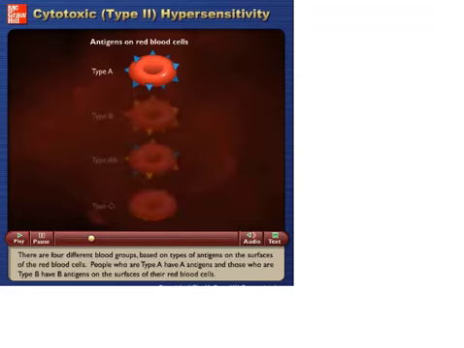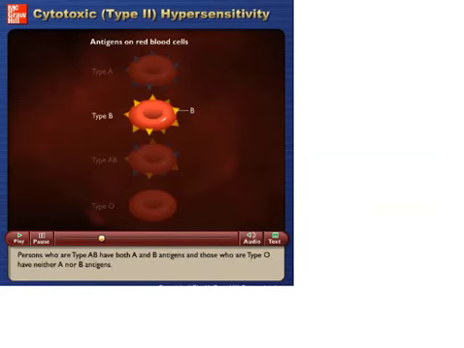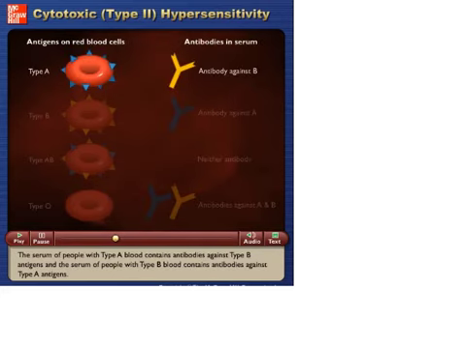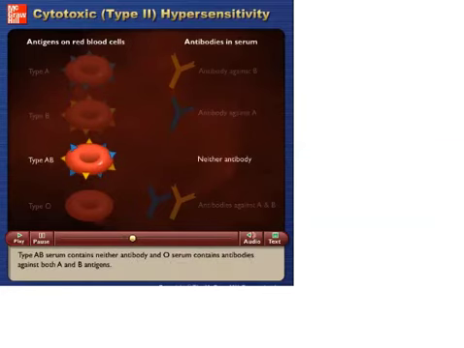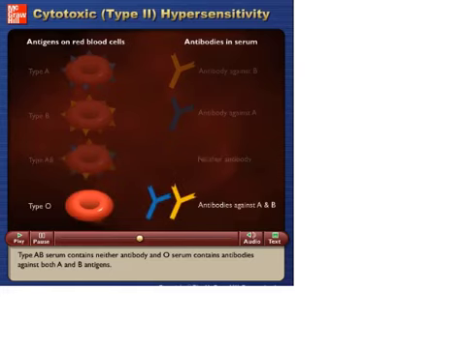People who are type A have A antigens, and those who are type B have B antigens on the surfaces of their red blood cells. Persons who are type AB have both A and B antigens, and those who are type O have neither A nor B antigens. The serum of people with type A blood contains antibodies against type B antigens, and the serum of people with type B blood contains antibodies against type A antigens. Type AB serum contains neither antibody, and O serum contains antibodies against both A and B antigens.